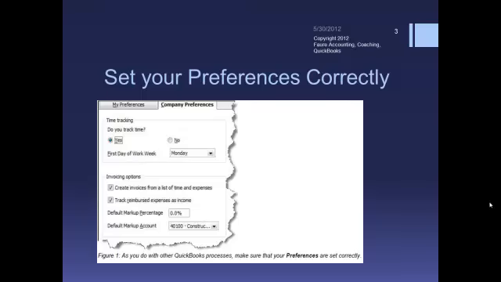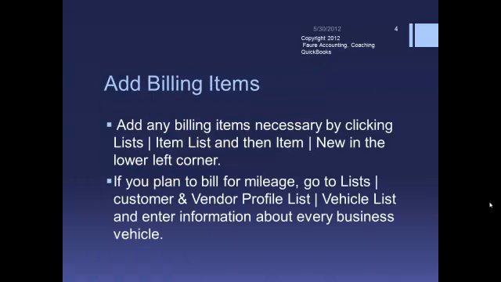Add any billing items necessary by clicking Lists, Item List, and then Item, New, in the lower left-hand corner. If you plan to bill items, or if you plan to bill for mileage, not items, go to List, Customer and Vendor Profile List, Vehicle List, and enter information about every business vehicle.